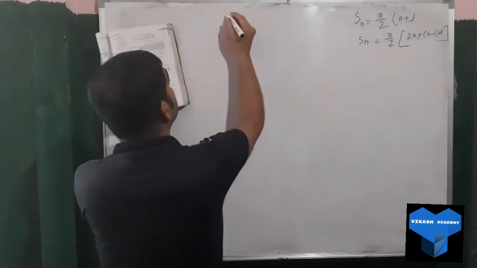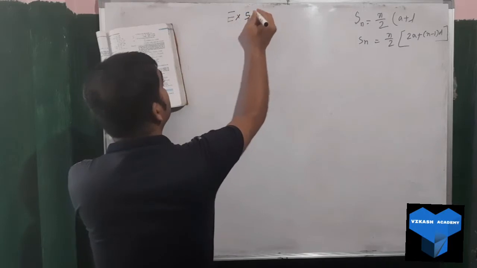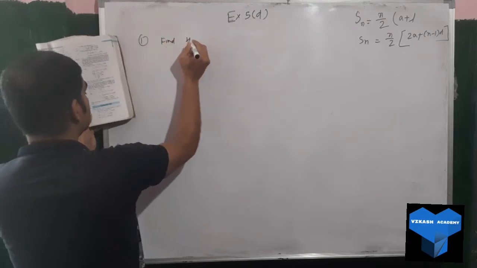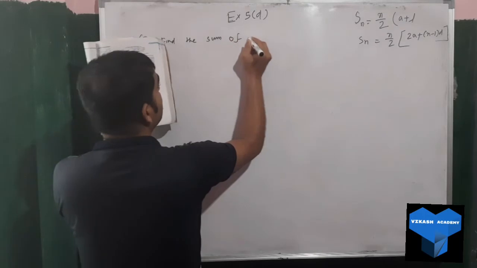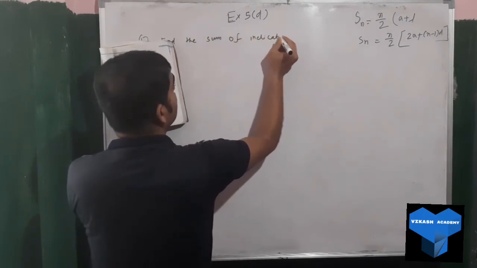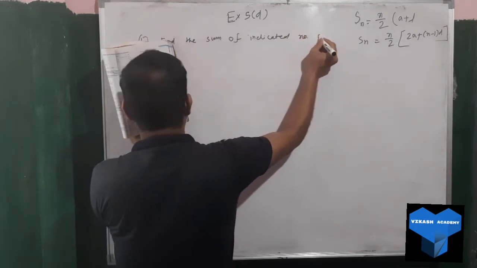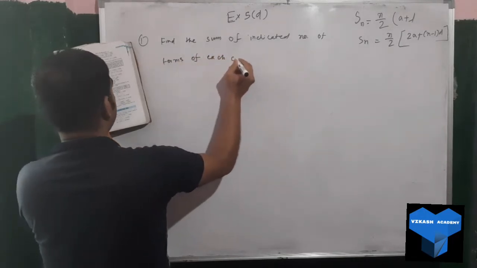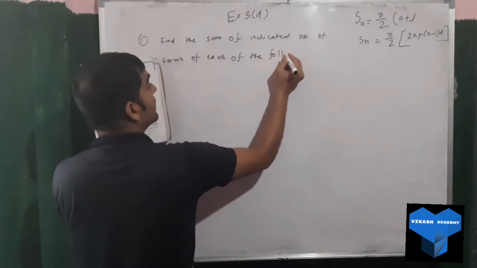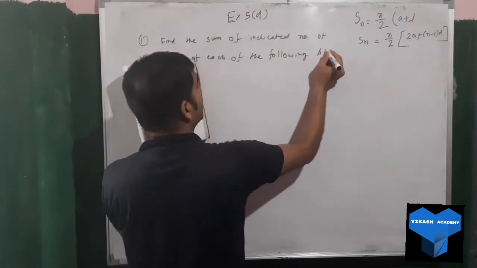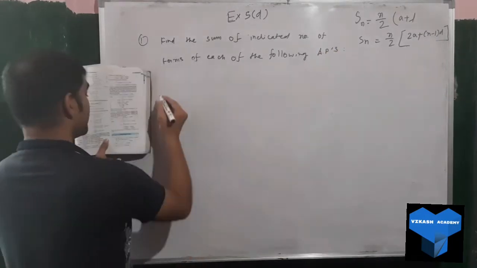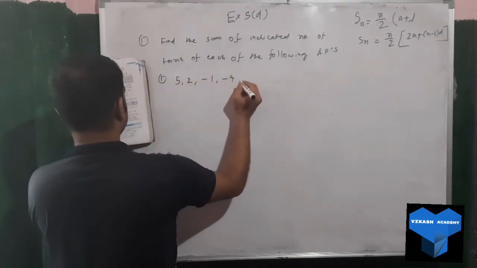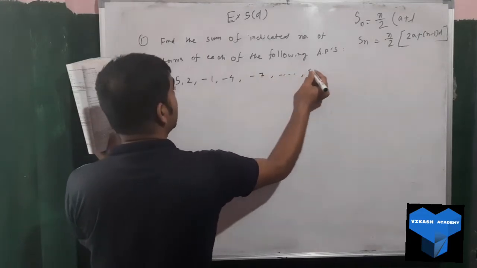Exercise 5D. Question number 1. Find the sum of the indicated number of terms of each of the following APs. The first one we have here is 5, 2, minus 1, minus 4, minus 7, and so on till n terms.